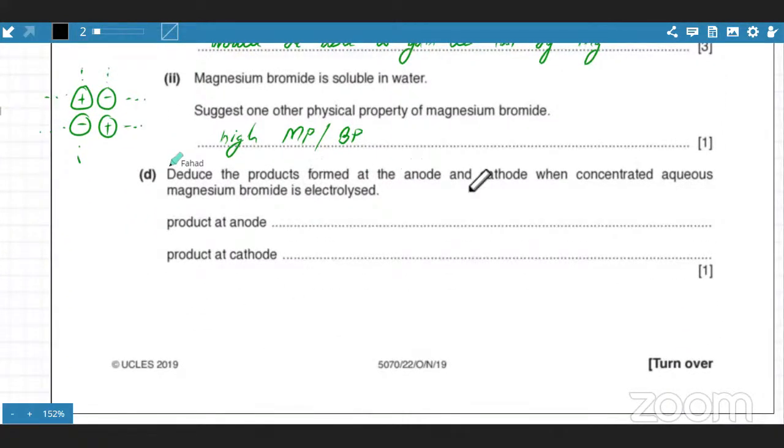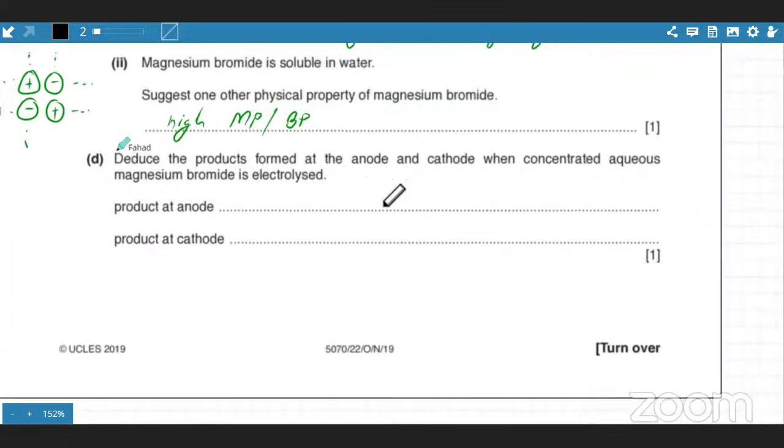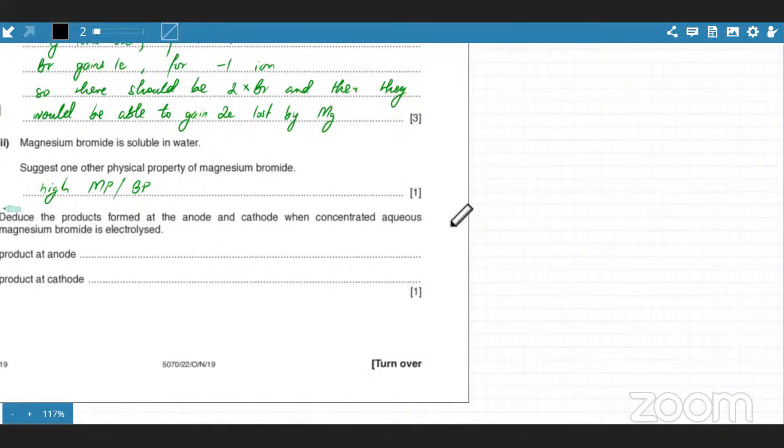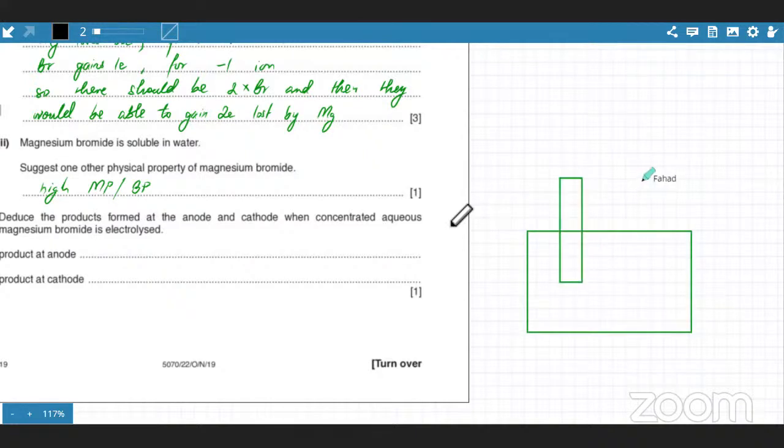Deduce the products formed at the anode and cathode when concentrated aqueous magnesium bromide is electrolyzed. And you have to do electrolysis over here of concentrated aqueous magnesium bromide. So I'm going to quickly draw a diagram for electrolysis, as quickly as possible, assuming that this electrolysis is for an inert electrode.